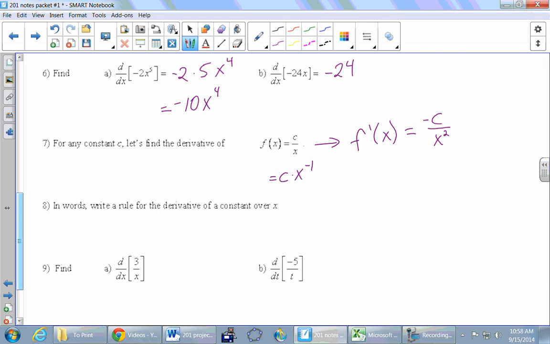And so if we want a rule in English for the derivative of a constant over x, it's negative constant over x squared. So let's try that. 2 examples down here in number 9.